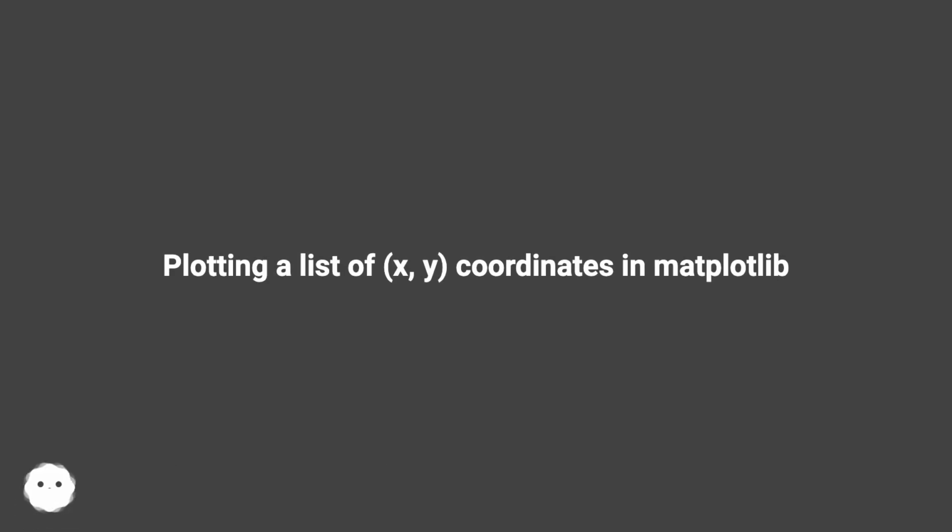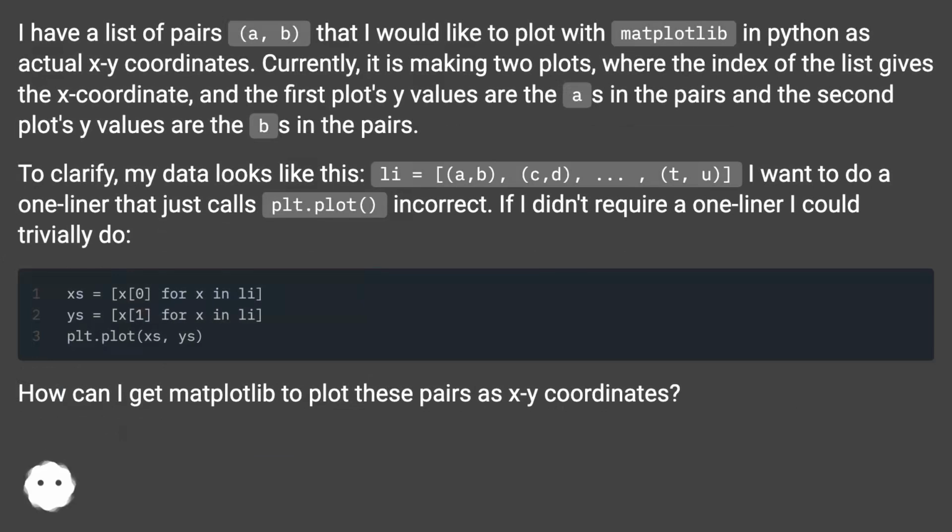Plotting a list of x, y coordinates in Matplotlib. I have a list of pairs, a, b, that I would like to plot with Matplotlib in Python as actual xy coordinates. Currently, it is making two plots, where the index of the list gives the x coordinate, and the first plot's y values are the as in the pairs, and the second plot's y values are the bs in the pairs. To clarify, my data looks like this.